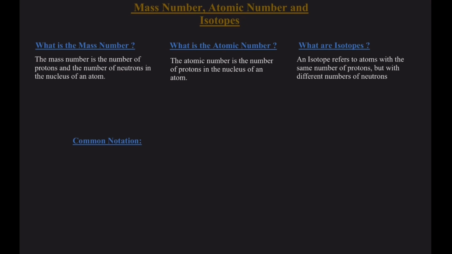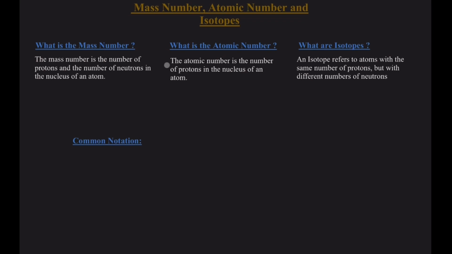This will be our second video in this series on atomic structure, which will hopefully form a much longer series on physical chemistry. Today we will be looking at mass number, atomic number, and isotopes. Now, let's start off with the atomic number. So, what is the atomic number?